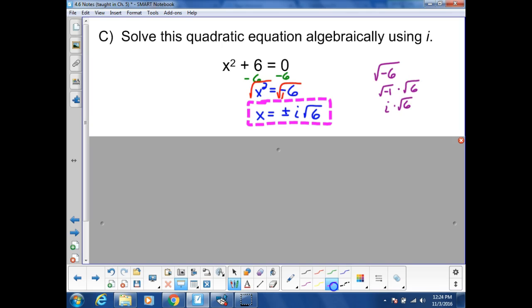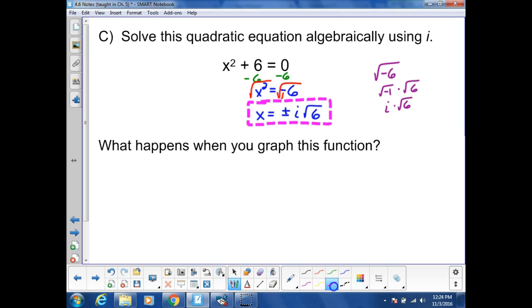What's the other thing that we've been talking about with them? They're the roots, solutions, answers, zeros. They're factors, and they're what kind of intercepts? They're the x-intercepts. So, what happens when I graph this function? First off, what kind of function is it? It's a quadratic, which means it's a parabola.